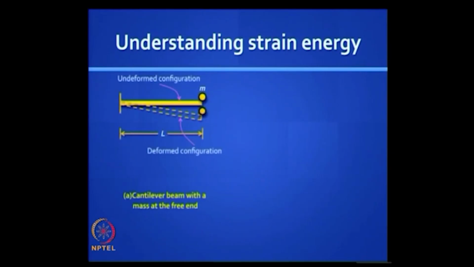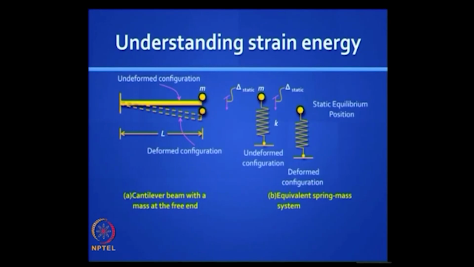Now you recall I had asked you this question earlier. If you have a cantilever beam, for example, and if you have a mass at the free end, you can replace the beam with a spring, both have elastic behavior, and let us say the static deflection is delta static. In the undeformed configuration you have potential energy in the mass but no elastic energy in the spring, and both are forms of potential energy.